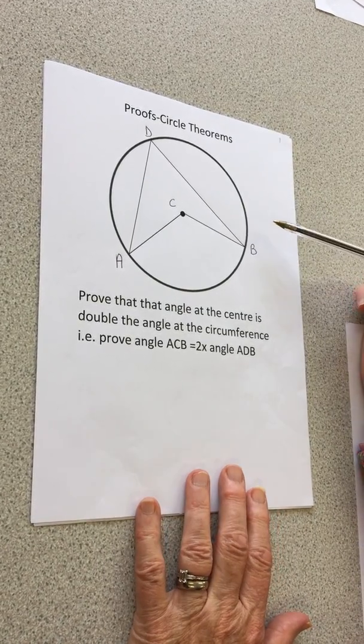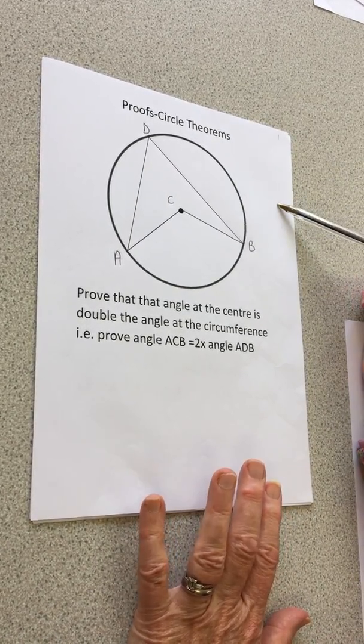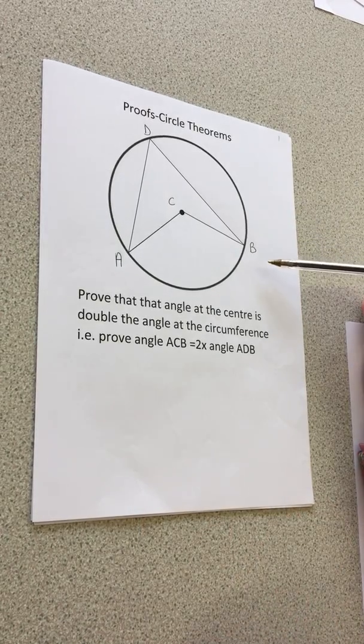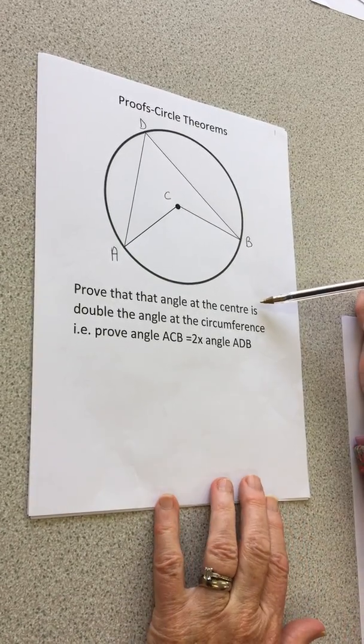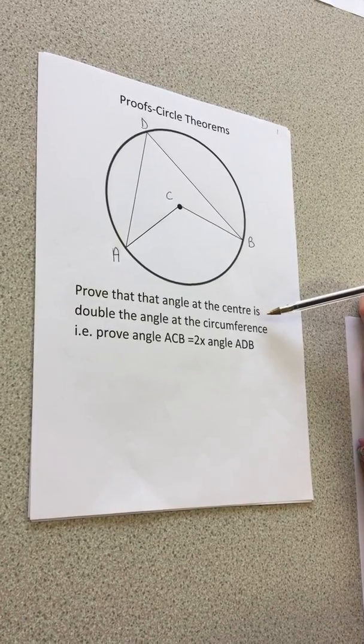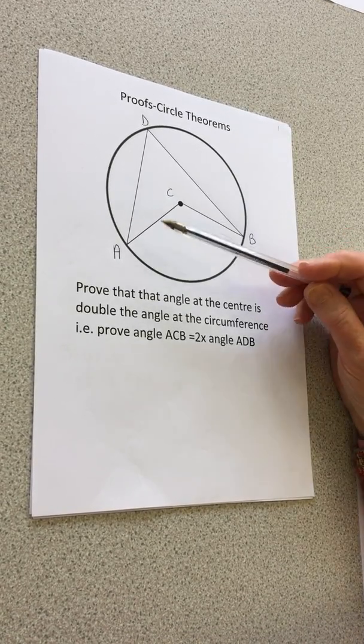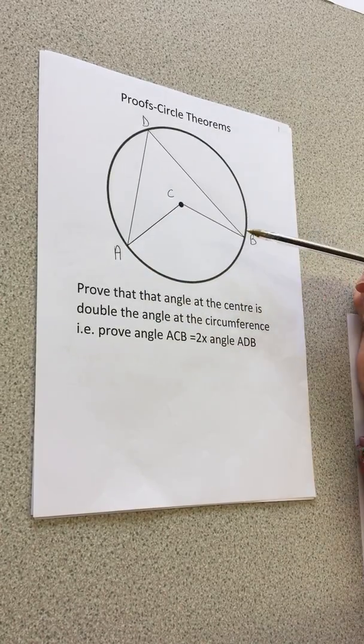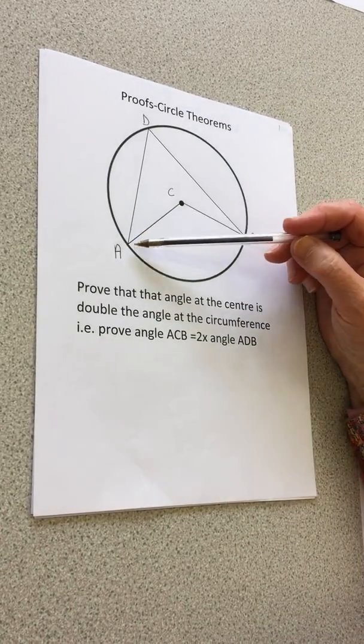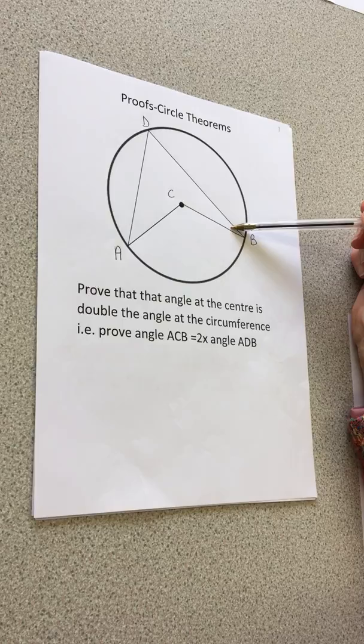Today we're going to look at some proofs of circle theorems. The one I'm going to look at is to prove that the angle at the centre is double the angle at the circumference. In other words, prove that the angle ACB is twice the angle ADC.